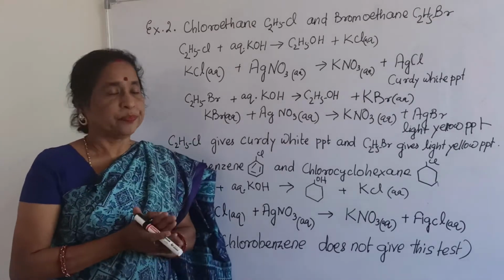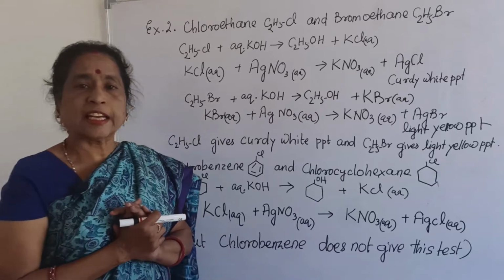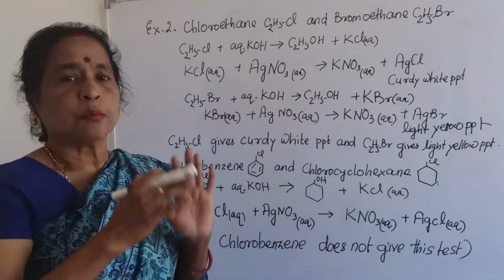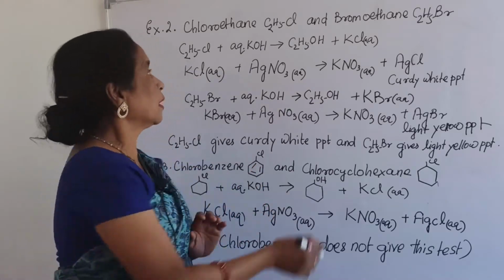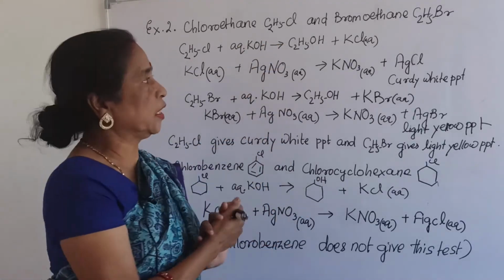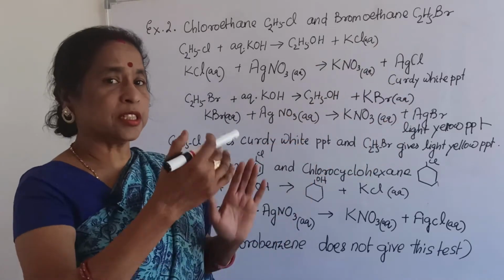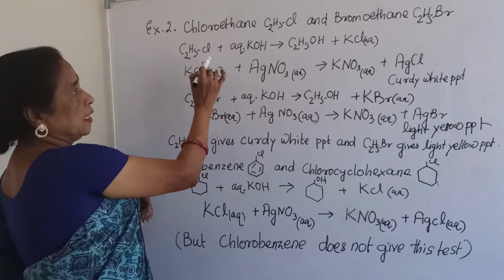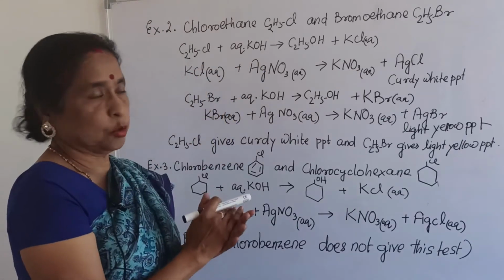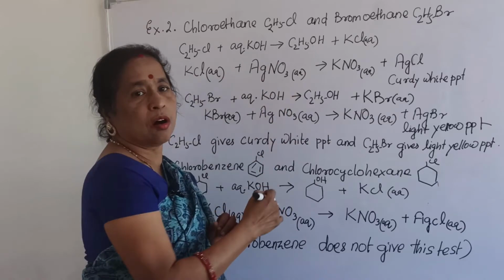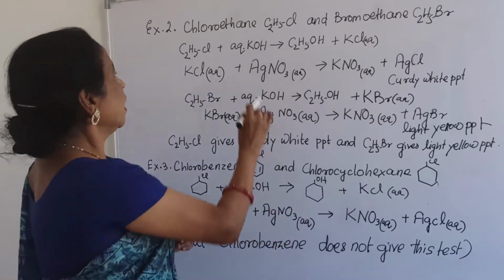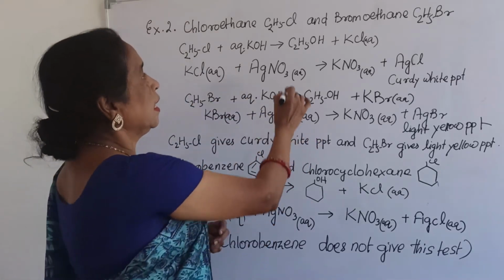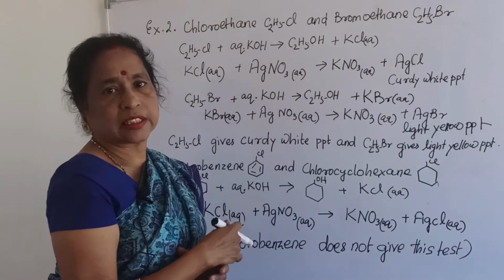Now you see the second example, where chloroethane and bromoethane are both haloalkanes, but chloroethane contains chlorine and bromoethane contains bromine. This is the only difference. Then how can you test it? When chloroethane reacts with aqueous KOH, it gives ethyl alcohol and potassium chloride.